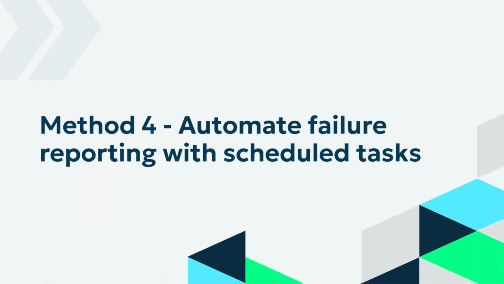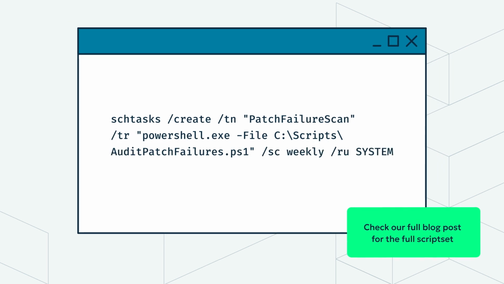Automate failure reporting with scheduled tasks. The fourth method is to automate failure reporting using scheduled tasks. Run this PowerShell script to schedule a scan and tag task.